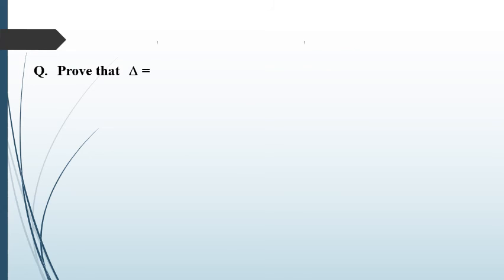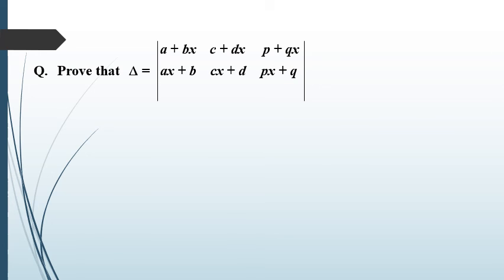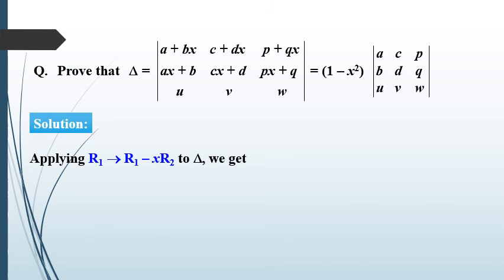Next question, prove that delta equal to the determinant with rows a plus bx, c plus dx, p plus qx; ax plus b, cx plus d, px plus q; u, v, w is equal to 1 minus x square into the determinant with rows A, C, P; B, D, Q; U, V, W. So we'll consider the LHS and apply the property R1 implies R1 minus X into R2.